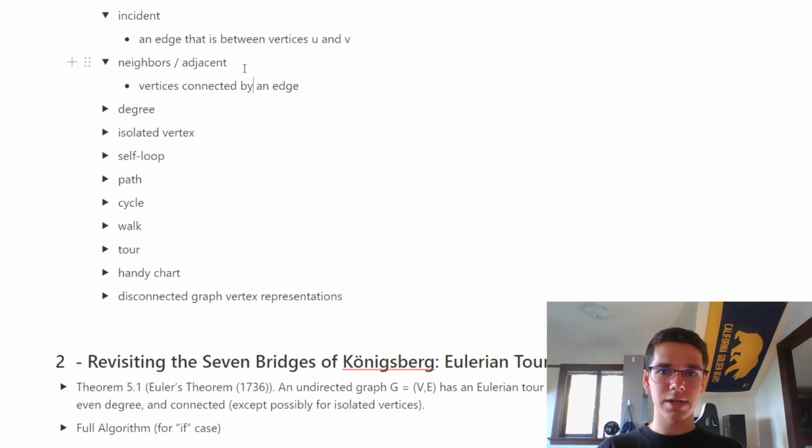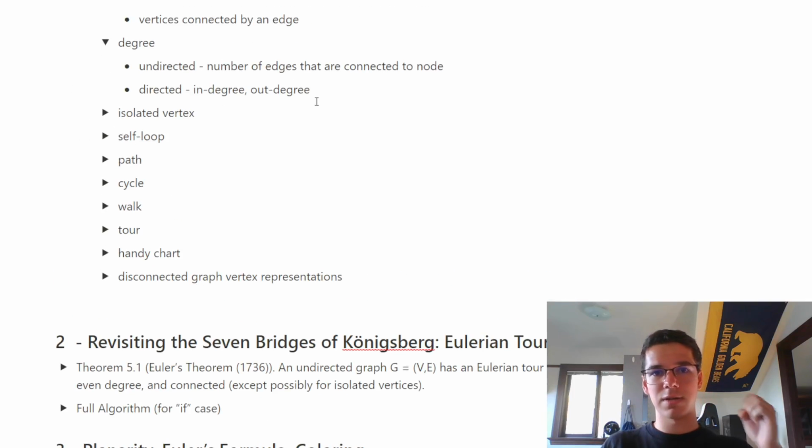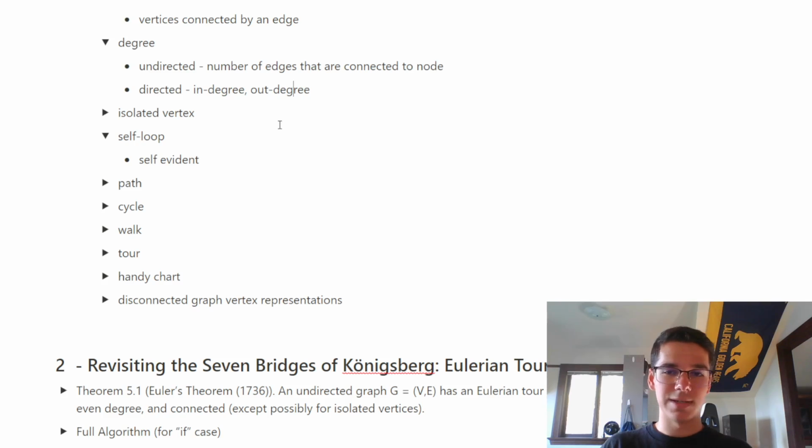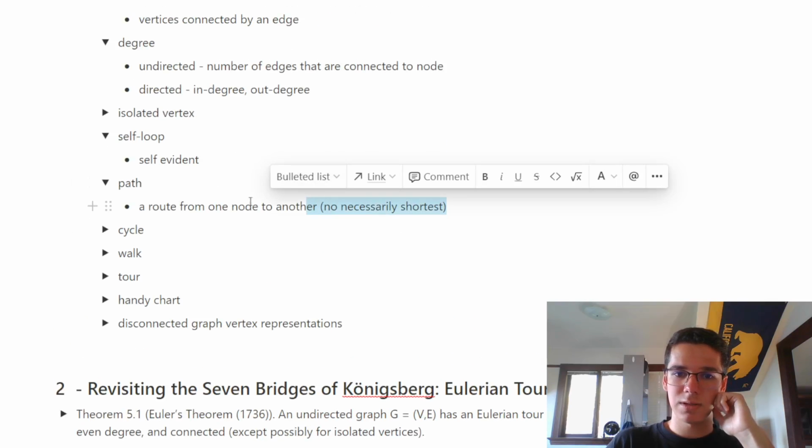For an undirected graph, there is just one definition of degree. But for a directed graph, there is something called an in degree, which is the number of edges going in to a vertex, and an out degree, which is the number of edges going out from a vertex. Okay, so that's that. An isolated vertex is essentially just a vertex that has no connection to any other vertex. A self-loop is self-evident. It's a vertex that connects to itself. A path is a route from one node to another, and it's not necessarily the shortest.